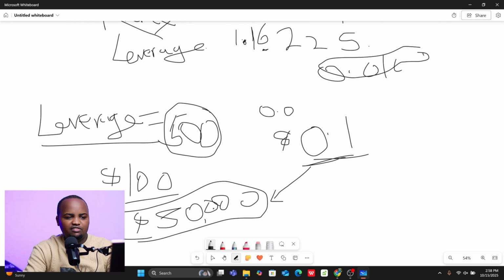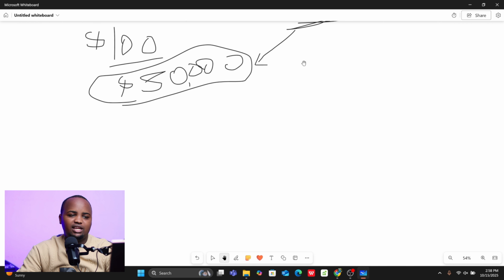So if you select a leverage of 500 and you have $100, technically you'll be handling $50,000. If you select a leverage of 1,000 and your account is $1,000, you are going to be handling a $1 million account technically. All right, so that is what you really have to understand when we buy from this market.